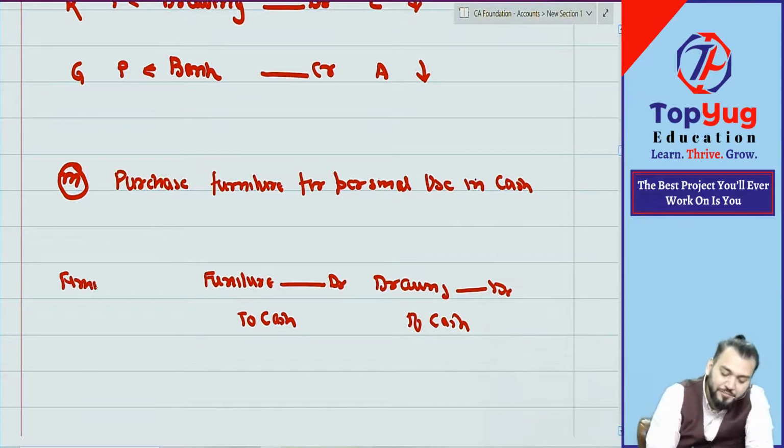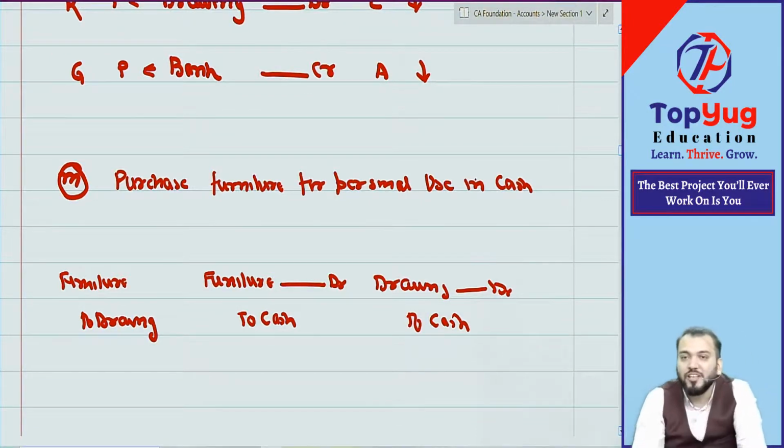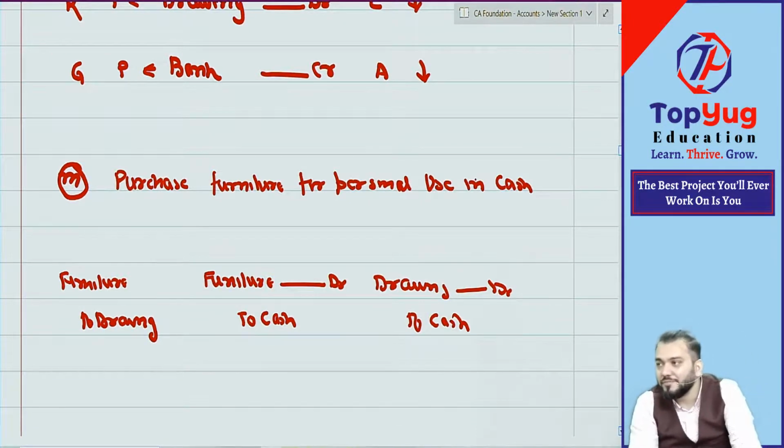Let us write everything now. Nothing wrong in writing everything and discussing. Correct? Yes, sir. Chalo. Any more journal entry?